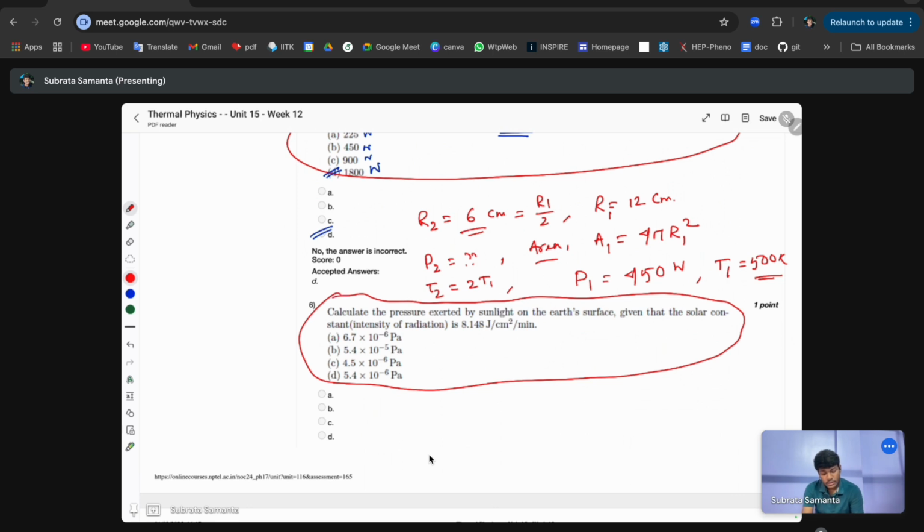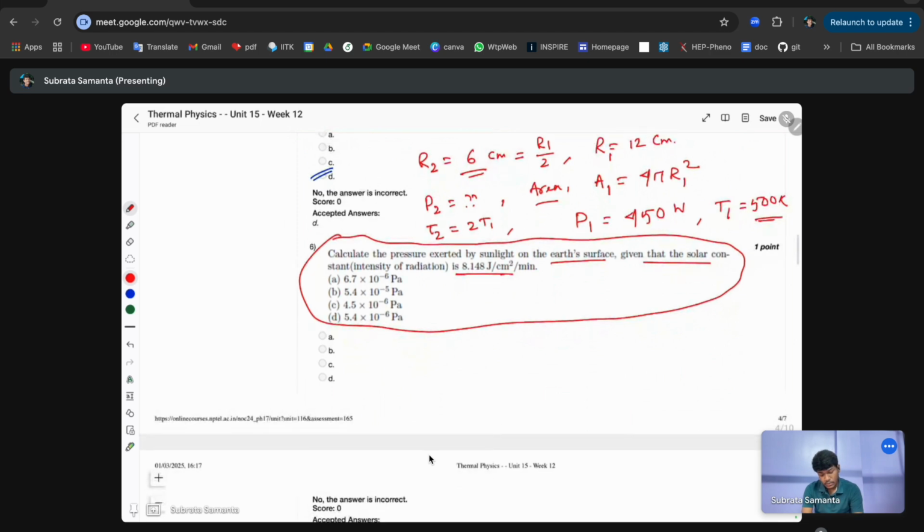So in the next problem, calculate the pressure exerted by sunlight on the Earth's surface, given that the solar constant is this. So the intensity of the radiation is given. So I is the intensity of the radiation.